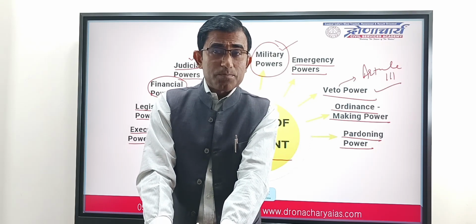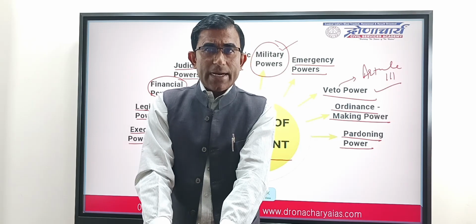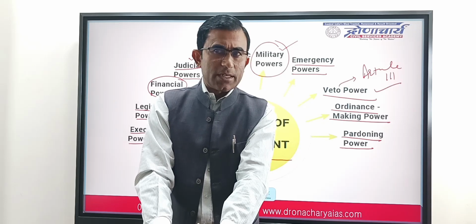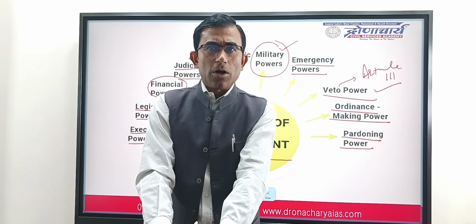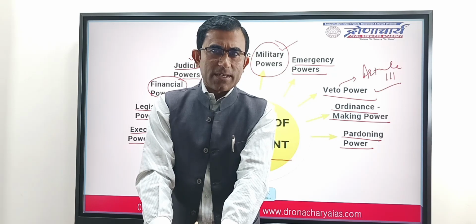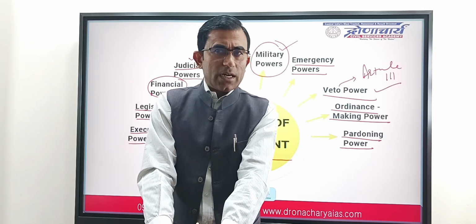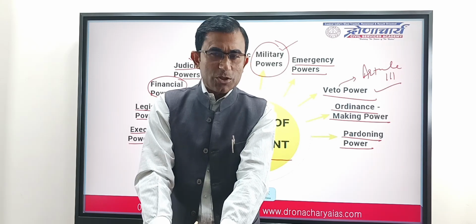Situational discretion: the President can act at his discretion, meaning without the advice of the Council of Ministers, under certain situations. Such as the appointment of the Prime Minister when no party has a clear majority in the Lok Sabha, or when the Prime Minister in office dies suddenly and there is no obvious successor. Secondly, dismissal of the Council of Ministers when it cannot prove the confidence of the Lok Sabha. Thirdly, dissolution of the Lok Sabha if the Council of Ministers has lost its majority.